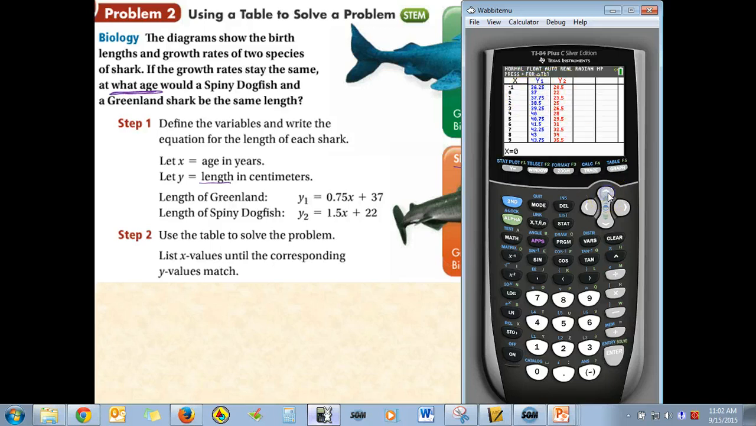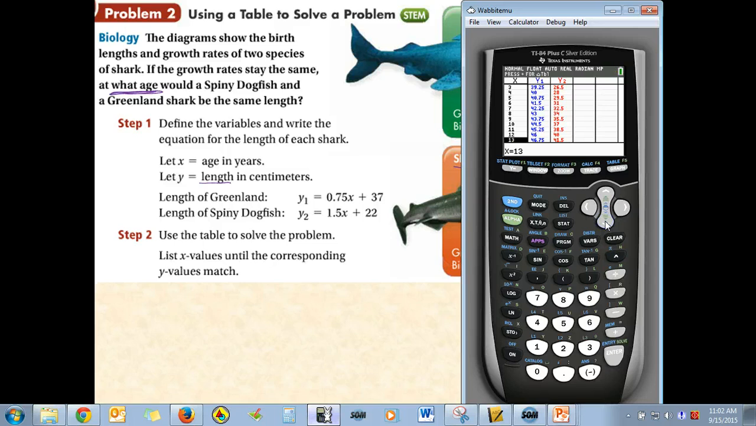And we can't go back in time. We can't see how long they are when they're -3 years old, because the calculator will figure those out, but that doesn't make sense in real life. Because how long is the shark when it's -1 years old? That doesn't really make sense. So we just need to look into the future and see when their lengths are equal.